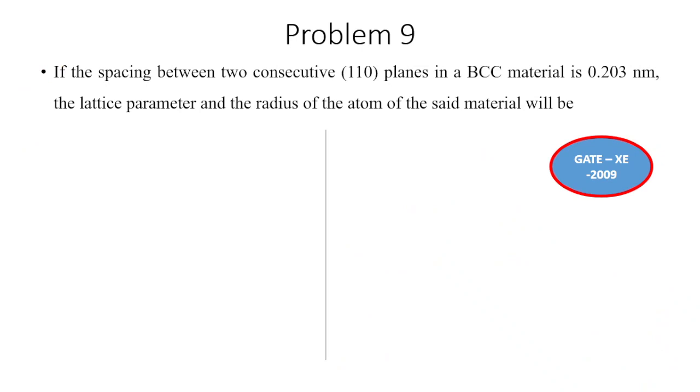Okay. Now we are going to discuss the main problems that are usually asked. First we have: if the space between two consecutive 110 planes in a BCC material is 0.2203 nanometer, the lattice parameter and the radius of the atom will be. Can anyone tell me how to approach this particular problem? Can you tell me what the given data for this problem are?